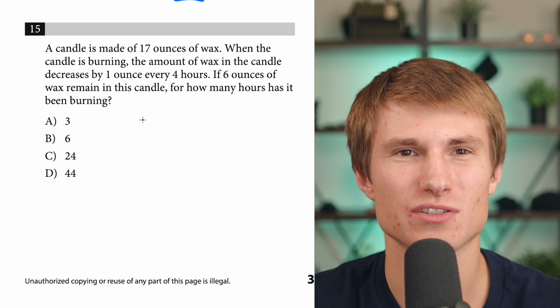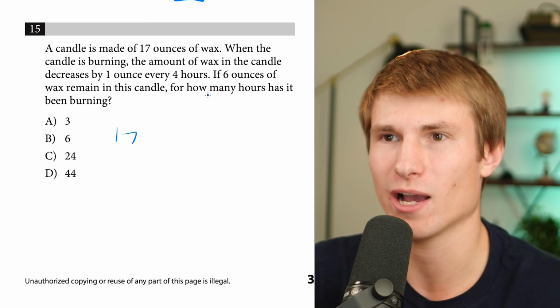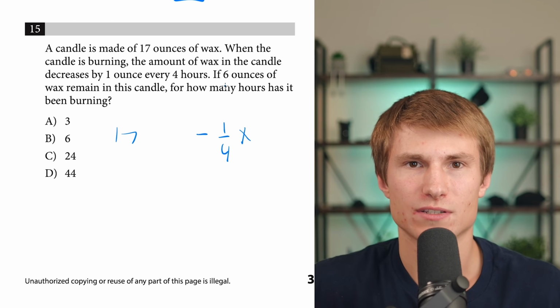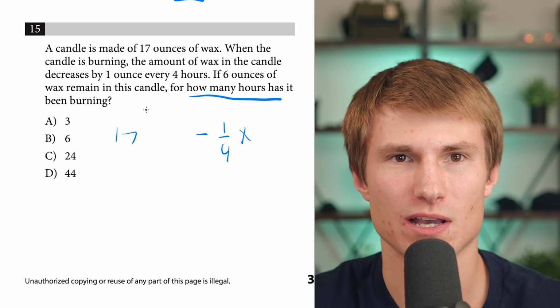Here's how to efficiently solve this SAT math question. Question 15 states a candle is made of 17 ounces of wax. When the candle is burning, the amount of wax in the candle decreases by 1 ounce every 4 hours. If 6 ounces of wax remain in this candle, for how many hours has it been burning?